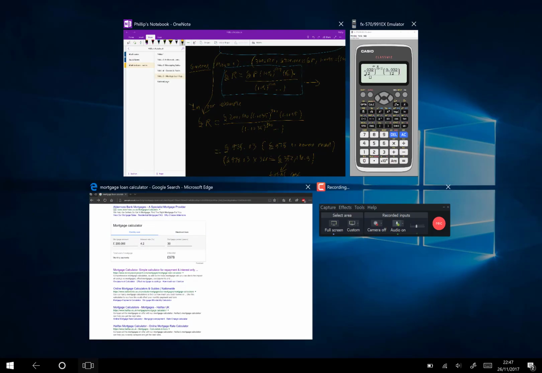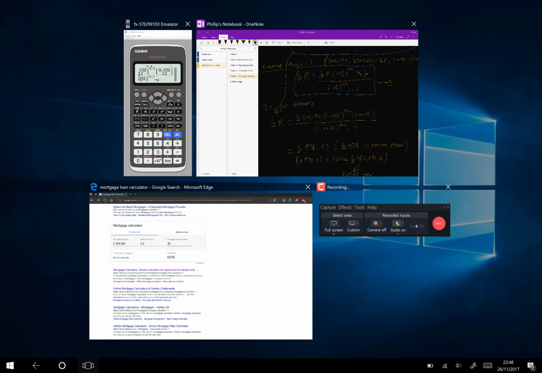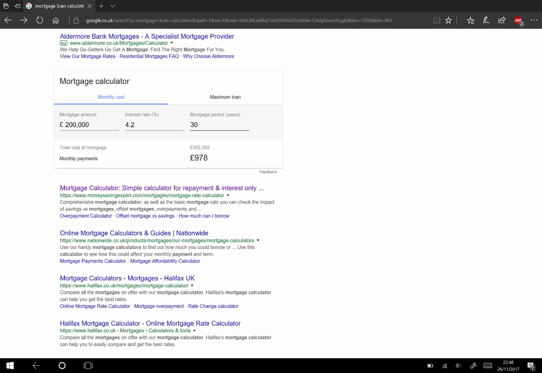Bear with me a moment. Divided by 1 plus 0.032 divided by 12, to the power of 25 times 12, minus 1. So that equals 862.7285 and so on. Let me just put a bracket around all of this. I like these calculators because you can put the equation in full, whereas with a normal calculator you'd have to do it step by step, write down the result to 5 decimal places, write down the other result and do it manually. So these calculators are quite nice.